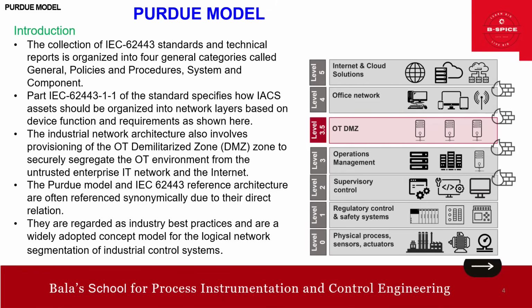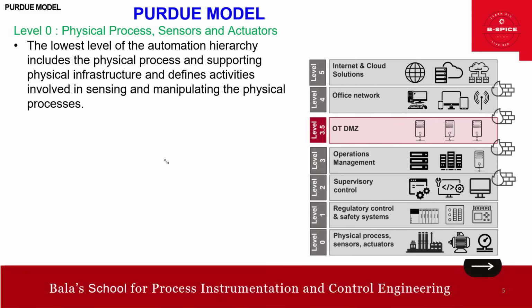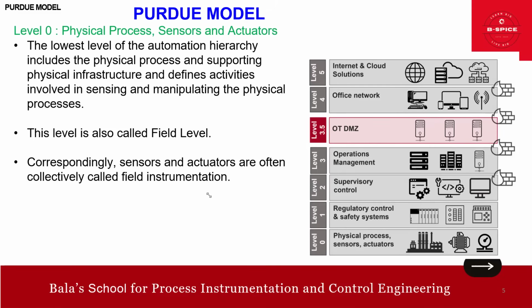Okay, now we will go into the detailed hierarchy. Level 0. Level 0 is about physical process, sensors and actuators. This guy. Okay. The lowest level of the automation hierarchy includes the physical process and supporting physical infrastructure, and defines activities involved in sensing and manipulating the physical process. As simple as that. This level, as you know, is called the field level. Correspondingly, sensors and actuators are often collectively called field instrumentation.